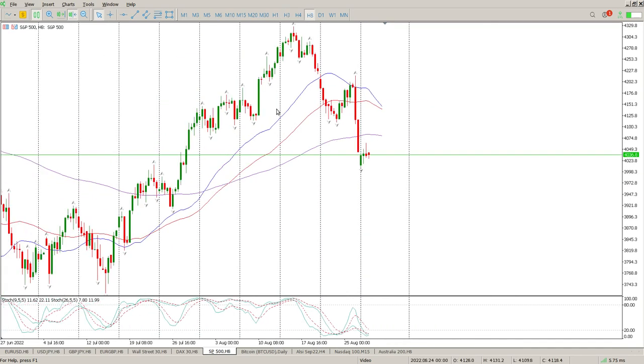Starting off with the 8 hour, we did talk about this head and shoulders yesterday. Shoulder, head, shoulder. The only time I'm going to trade that with confidence is once we get a retest of 4100 or 4112. That would be the neckline of that head and shoulders.